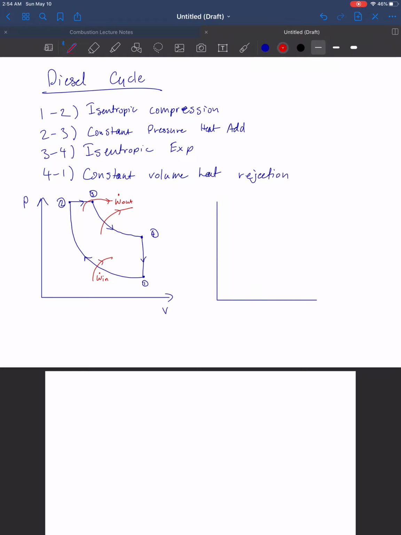Now, one thing I want you to see, we also have Q in here, right? That might be a little bit confusing, right? How do we have Q in, and work out?